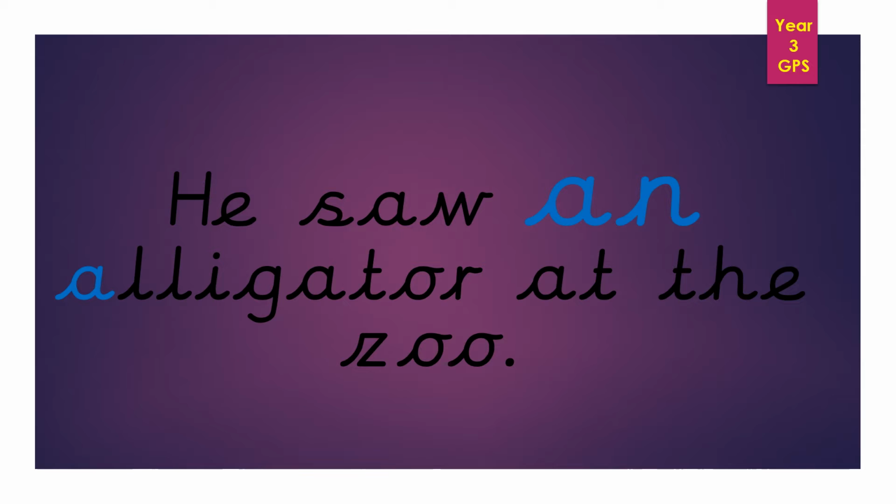He saw an alligator at the zoo. Alligator begins with an a. It's a vowel, so we need the word an. A alligator is really hard to say it. Have a go. He saw a alligator. Now try saying he saw an alligator. It's much easier.